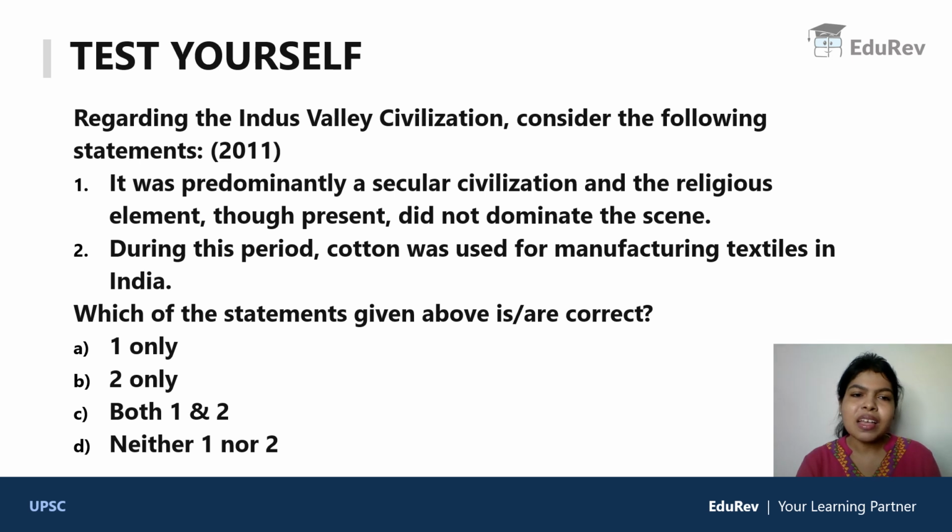And now we have a question. Yes, coming to this question, this is a past year's question that was asked in the year 2011 in prelims. This was predominantly a secular civilization, and the religious element, though present, did not dominate the scene. Look at the words that they have used here. Though present, did not dominate the scene. Of course, religious symbols, religious worship, phallic worship, yonic worship, it was all present. We had the Pashupati seal, which is considered to be the prototype of Lord Shiva. All that was present. But did it dominate the scene? That's the question. No, absolutely not. Because this Indus Valley civilization is very, very secular in its approach. So the first statement is correct. During this period, cotton was used for manufacturing textiles. That is also perfectly correct, which means the answer is both 1 and 2.